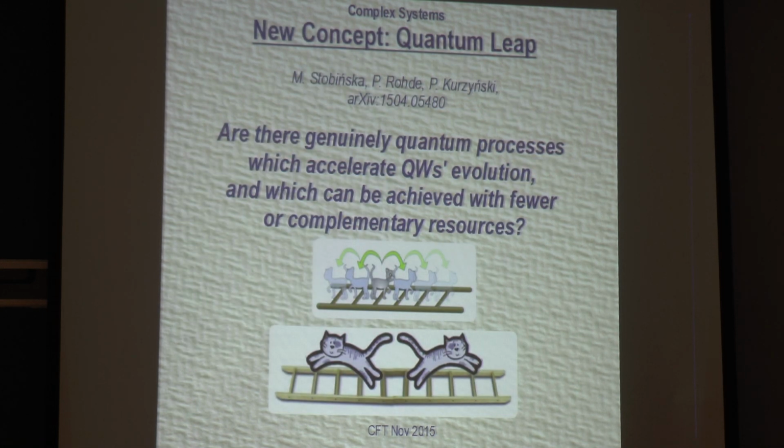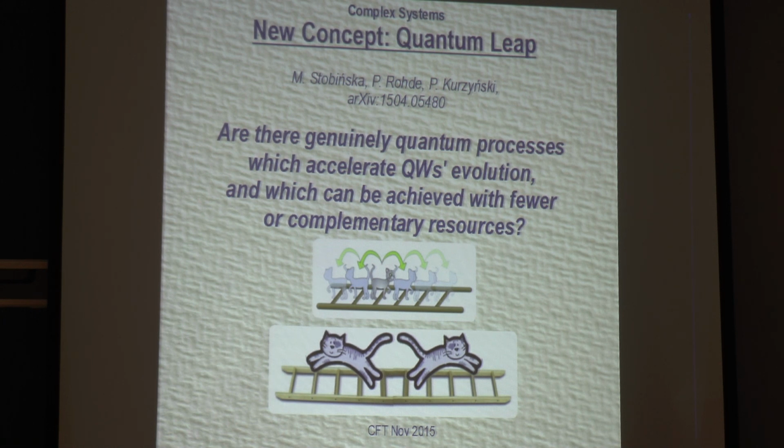Now I would like to proceed with part 4. This is my work, which I have prepared together with my friends Peter Rodi and Paweł Burzyński in discussion with Professor Zeilinger. The concept we are discussing is the quantum leap. And the question we have asked is the following. Are there genuinely quantum processes which can accelerate quantum walk evolution and which can be achieved with fewer or complementary resources? Why did we ask this question?